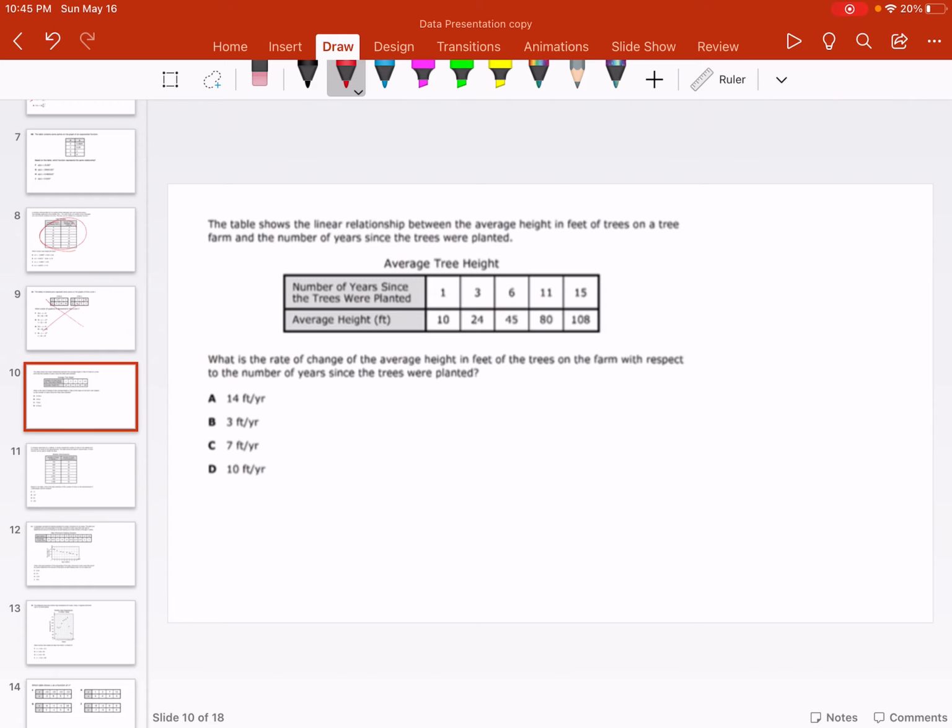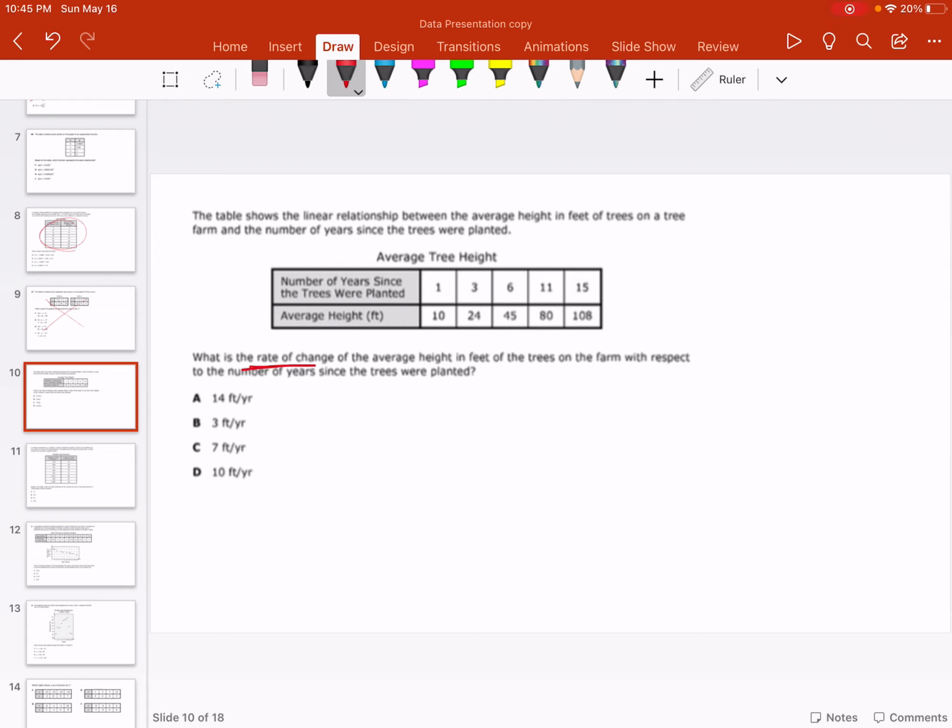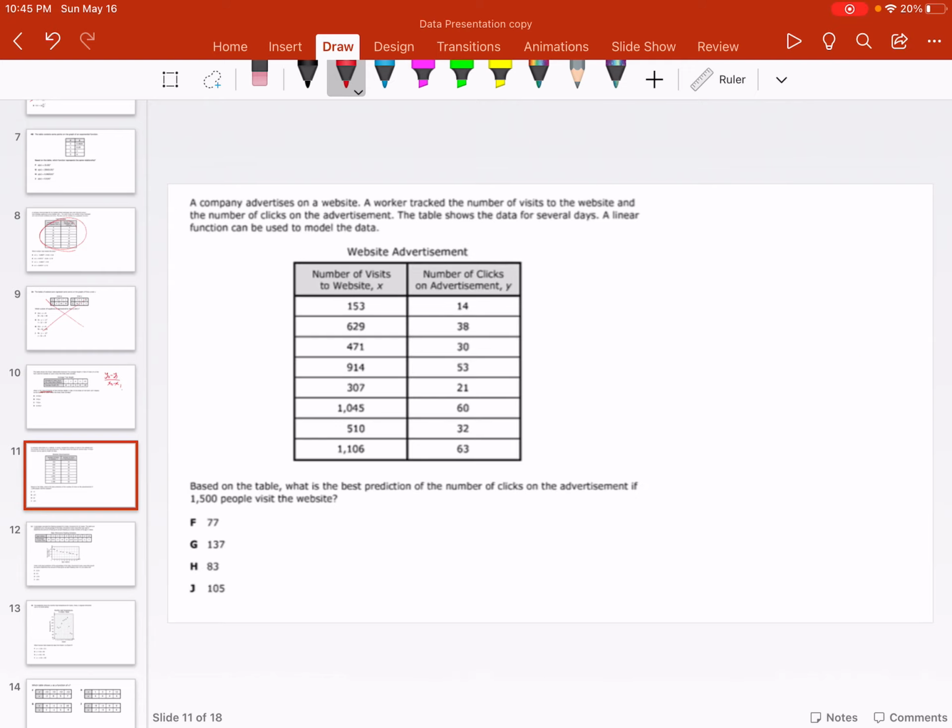Here, what's the question saying? Find the rate of change. You know what to do for the rate of change, right? Like this. Not a problem.